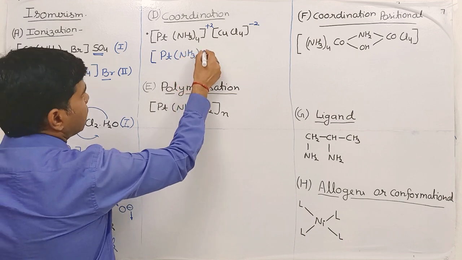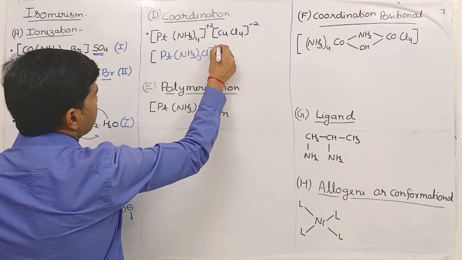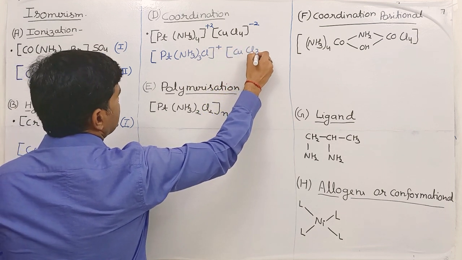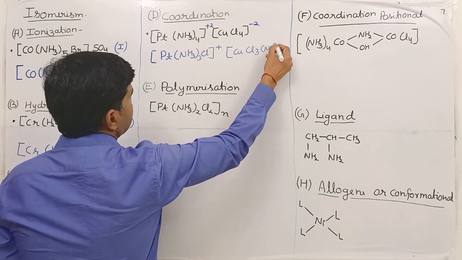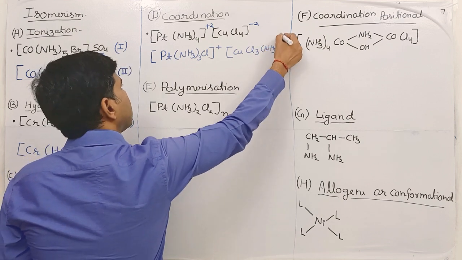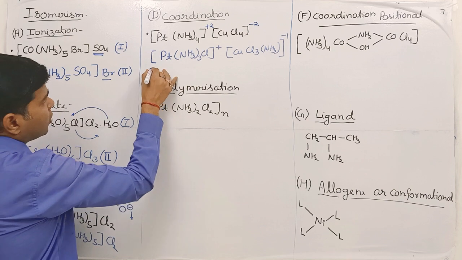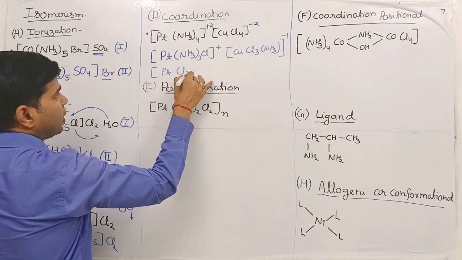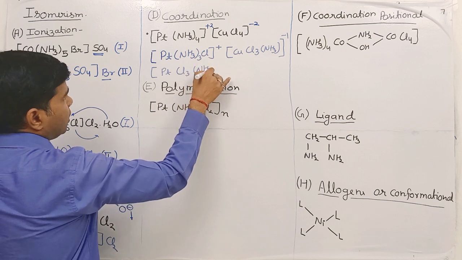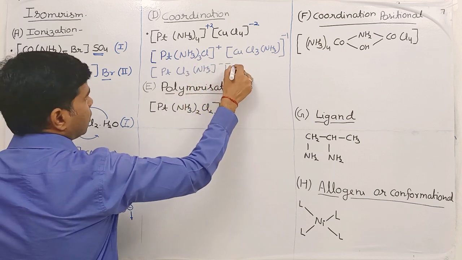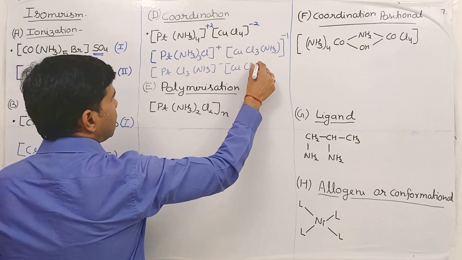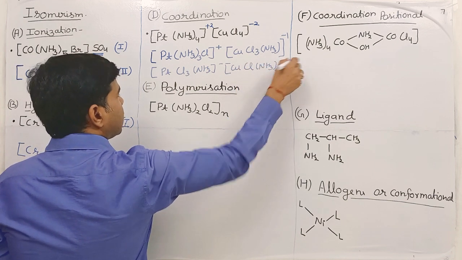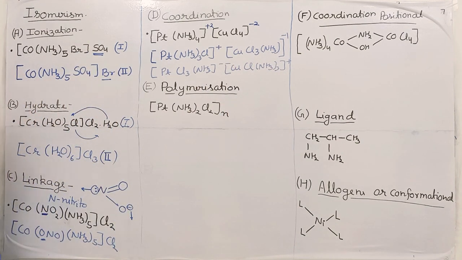[Pt(NH3)3Cl]+1, [Cu Cl3 NH3]-1, or [Pt Cl3 NH3]-1, [Cu(Cl NH3)3]+1, and one more compound we have.